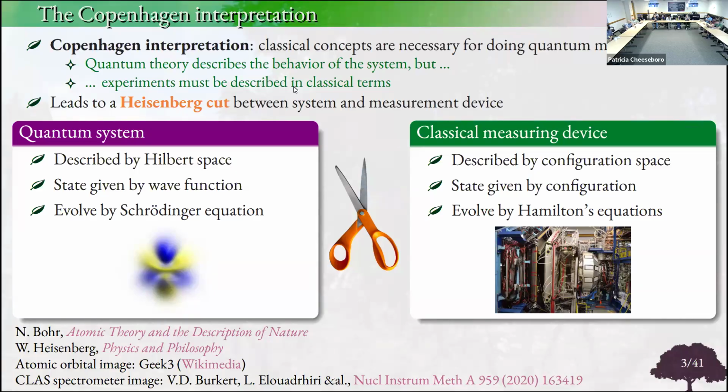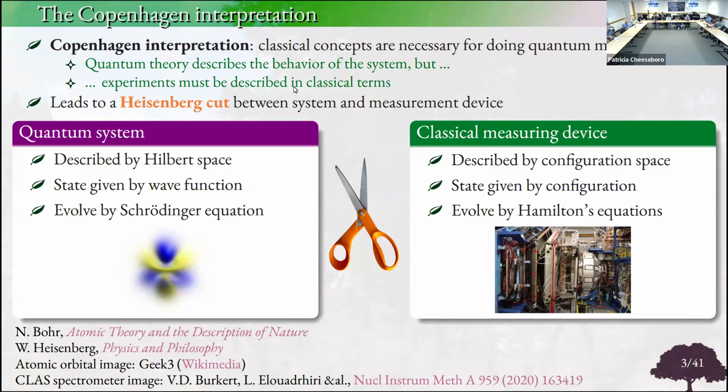So according to the writings of Bohr and Heisenberg, it is necessary when you are describing an experiment to study a quantum mechanical system to perform a theoretical cut, called the Heisenberg cut, between the quantum system, which is described by your laws of quantum mechanics, given by a state in Hilbert space that evolves unitarily by the Schrödinger equation, versus a classical measuring device, which you describe in terms of classical concepts, that is, a classical configuration. It evolves according to Hamilton's equations.